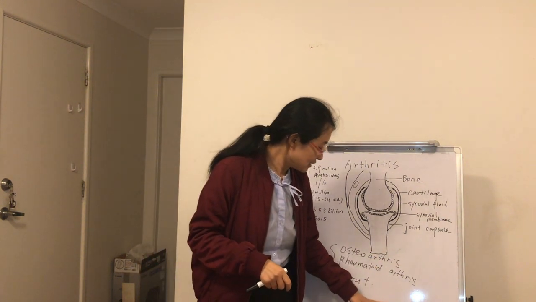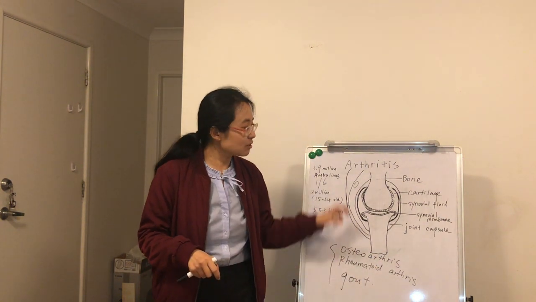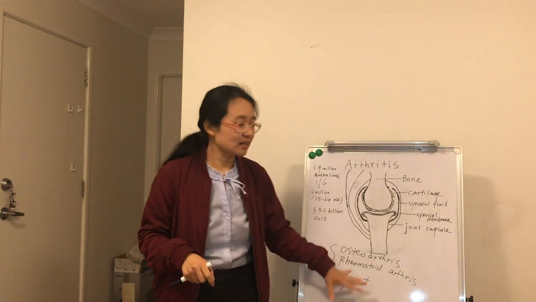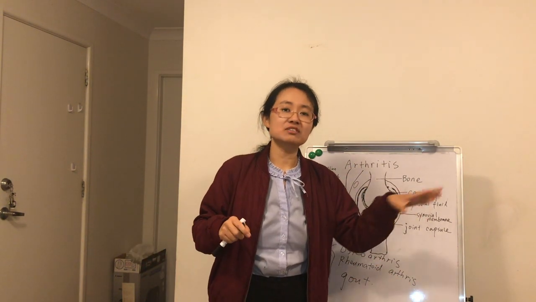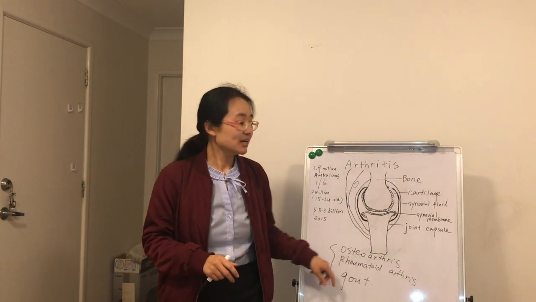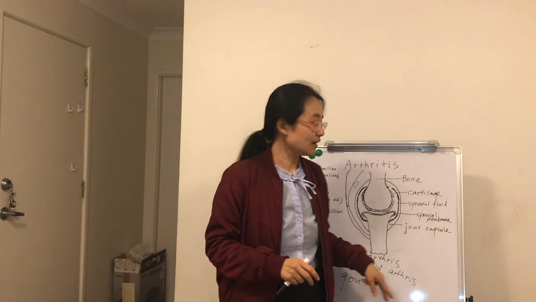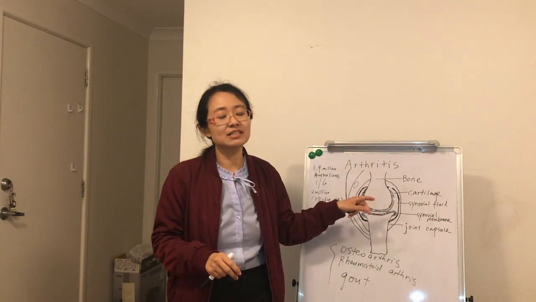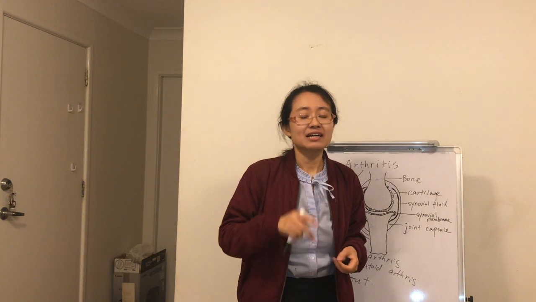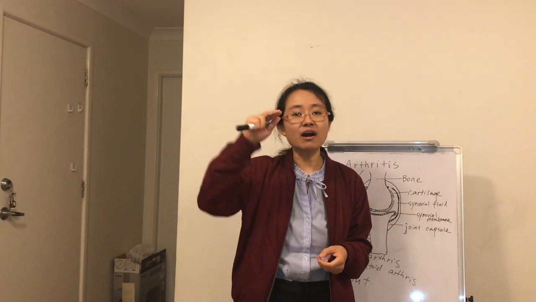The next type of arthritis is gout. Now, gout can also affect people of different ages. What causes gout? Gout attacks the joint as well, but it's because in your body, in your blood, a substance called uric acid becomes high.